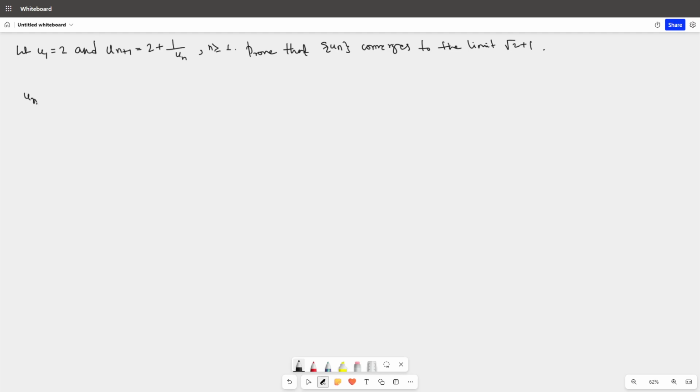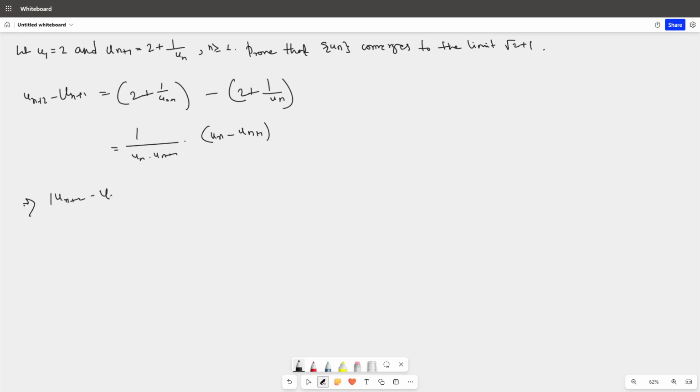So we can say that un plus 2 minus un plus 1. Let's solve this one. This is 2 plus 1 over un plus 1, that's the value of un plus 2, minus 2 plus 1 over un, that's the value of un plus 1. This becomes 1 over un into un plus 1 into un minus un plus 1. Yes. So now we take the modulus on both sides. We say modulus of un plus 2 minus un plus 1 equals 1 over un into un plus 1 into modulus of un plus 1 minus un.